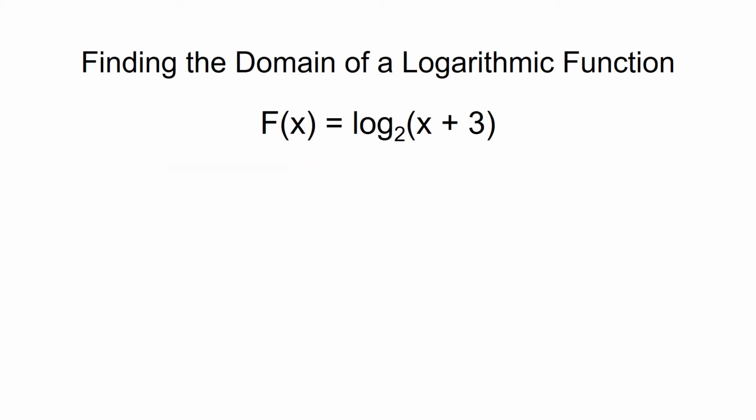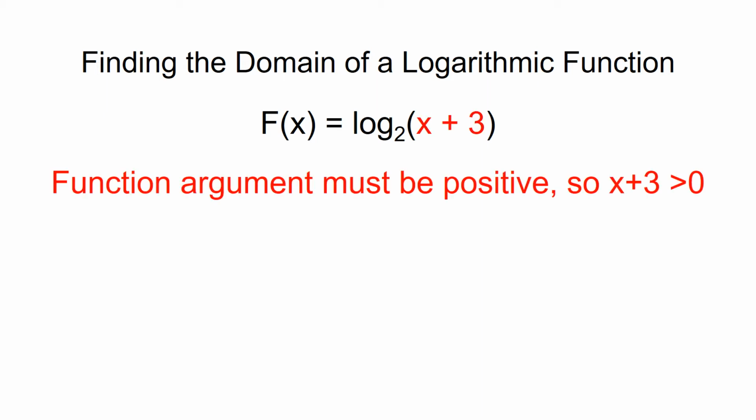Now, when we're looking at a particular logarithmic function, say capital F of x is equal to log base 2 of x plus 3, and we're trying to figure out what the domain is, we have to keep in mind that the function argument, what's in the parentheses, the value that we basically feed to the log function, has to be positive. So this tells us that x plus 3 has to be positive. And that means that the domain of this function, the values that x can take on, are any x value that's greater than minus 3.